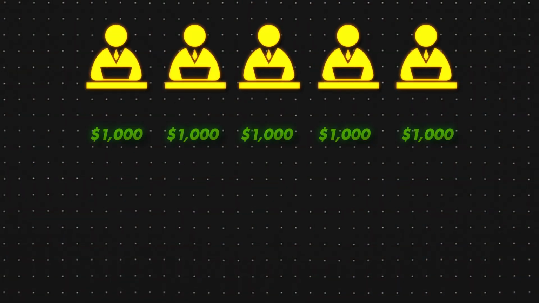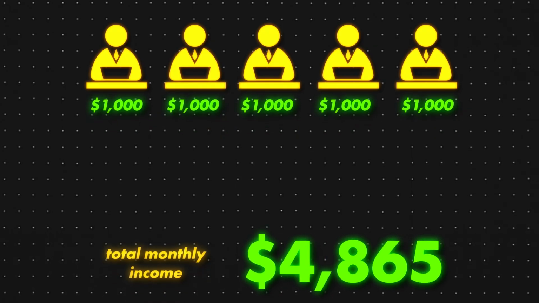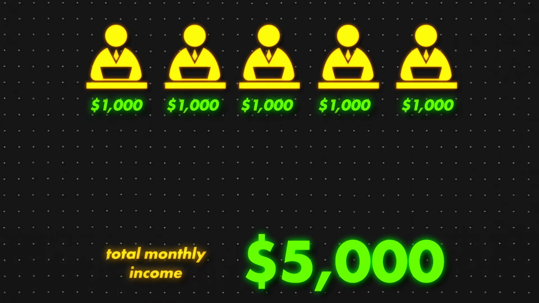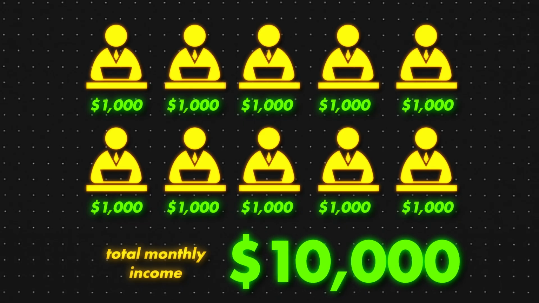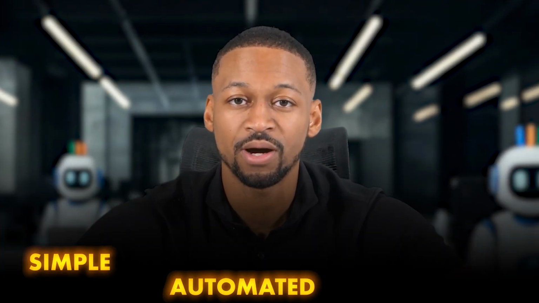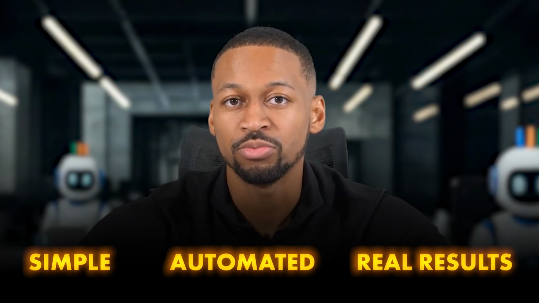So imagine this, even if you only work with 5 clients at $1,000 a month, you're already at $5,000 per month, and you're barely doing anything manually. 10 clients, and you're at $10,000 per month. And the setup doesn't get harder as you grow, because the system you just built does all the actual work for you. This is why I love this model. It's simple, automated, and it actually brings real results to business owners.